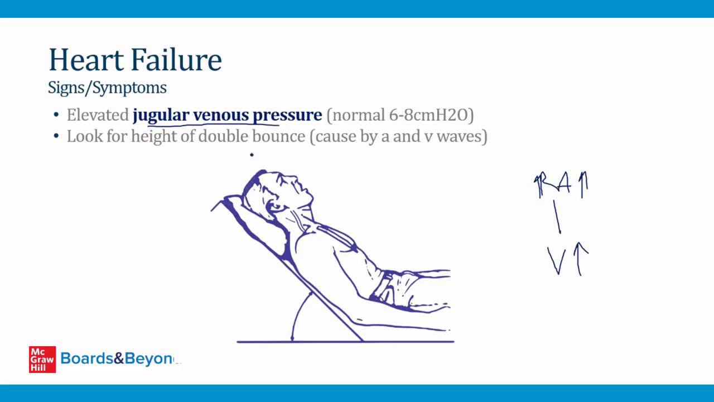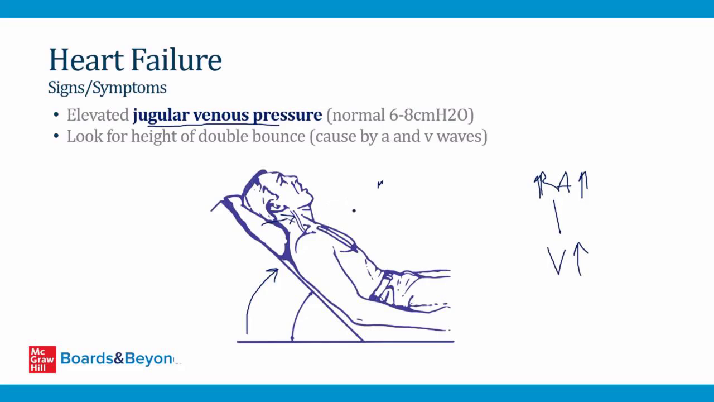The way you measure the jugular venous pressure is you have the patient lie back and then you raise their head about 30 to 45 degrees. Then you examine the neck, and there should be a point in the neck where you see the distended jugular veins and a little bouncing of the wave inside the jugular veins. The reason you see this bouncing is because of the A and V waves of the jugular venous pressure tracing, and I talk about that in another video.